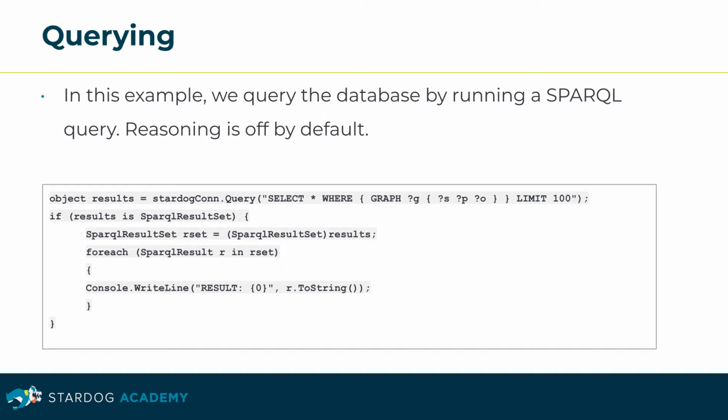To run a query using dotNetRDF, we use an instance of the Stardog connector class. Please note that reasoning is off by default because reasoning can have an impact on query performance. So it is better for the user to make an explicit decision to use reasoning when running a query.